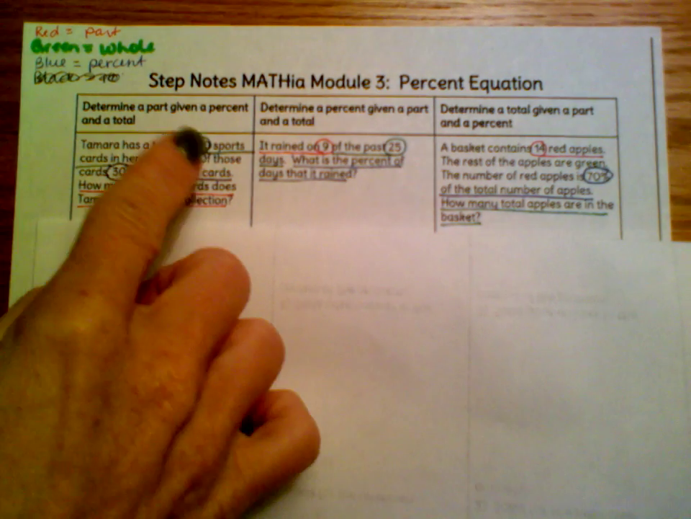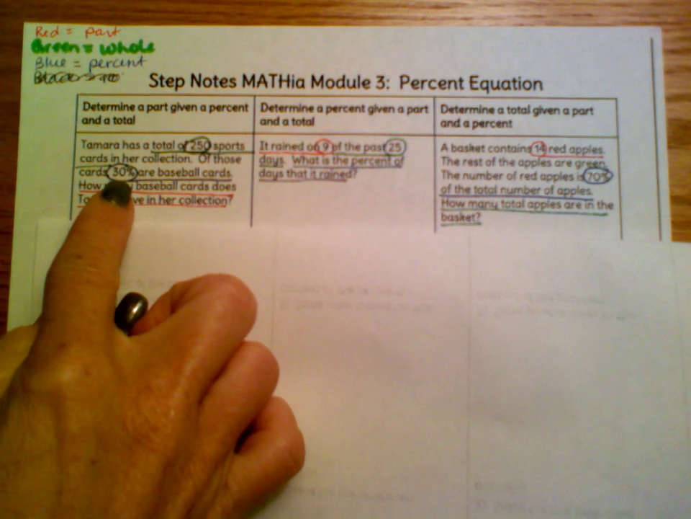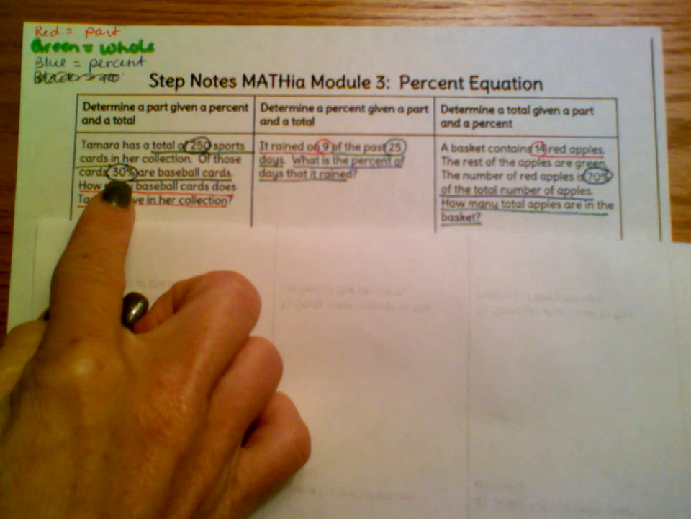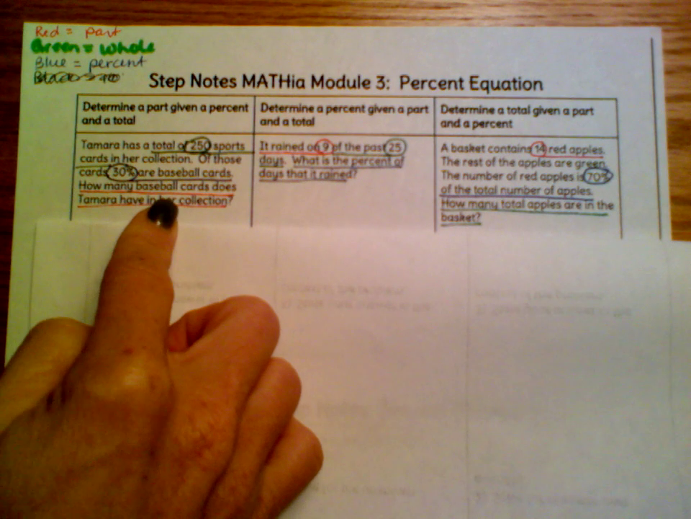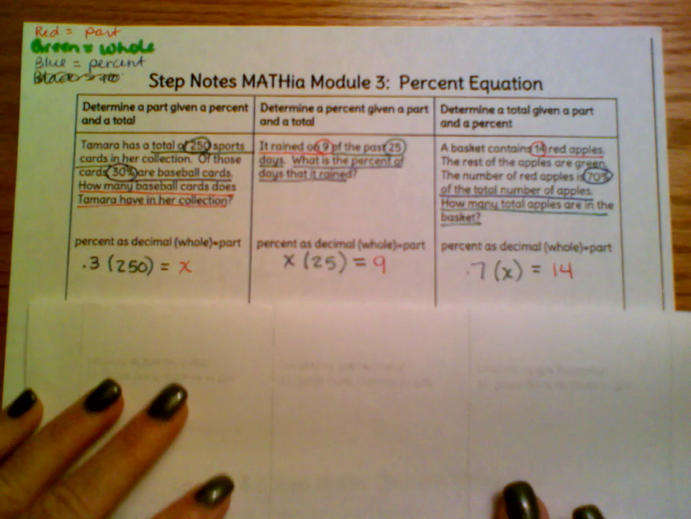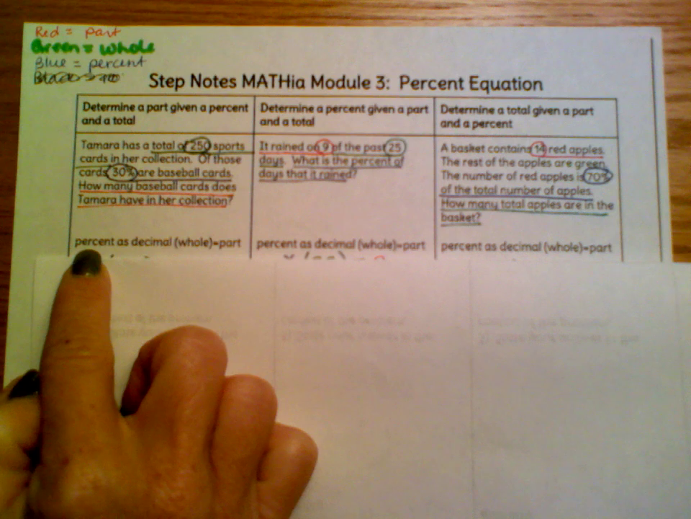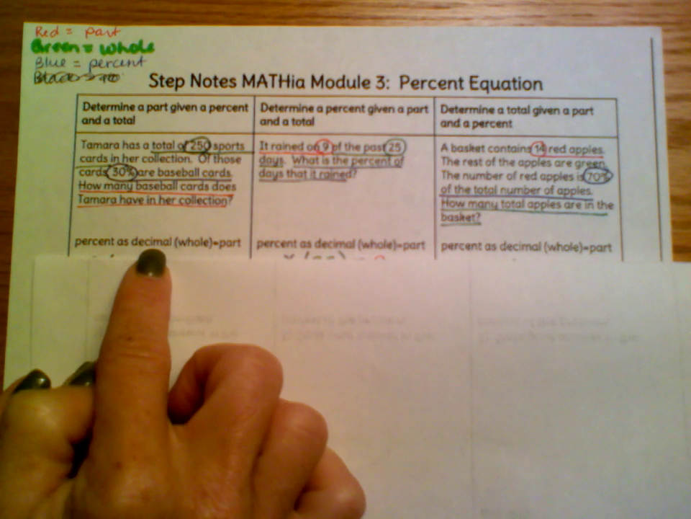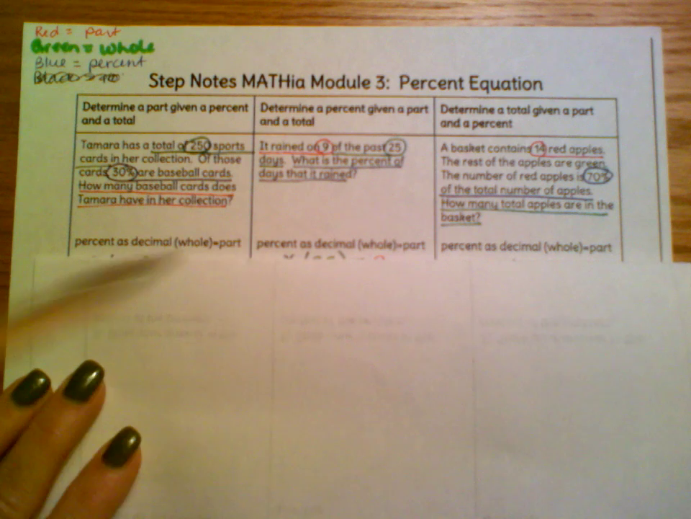So Tamara again has a total of 250 cards, so that's the whole. Of those, 30% are baseball cards, that's our percent. How many baseball cards? So that's our part. So this time we are using an equation that looks like this. It's taking the percent as a decimal, multiplying it by the whole, and that gives me the part.